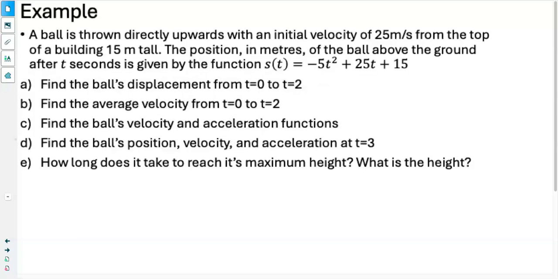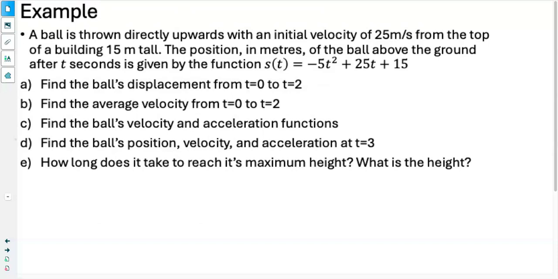So we have an example. A ball is thrown directly upwards with an initial velocity of 25 meters per second from the top of a building 15 meters tall. The position in meters of the ball above the ground after t seconds is given by the function s(t) equals negative 5t squared plus 25t plus 15.